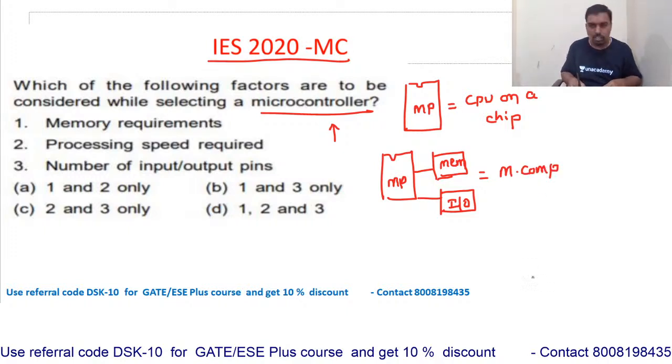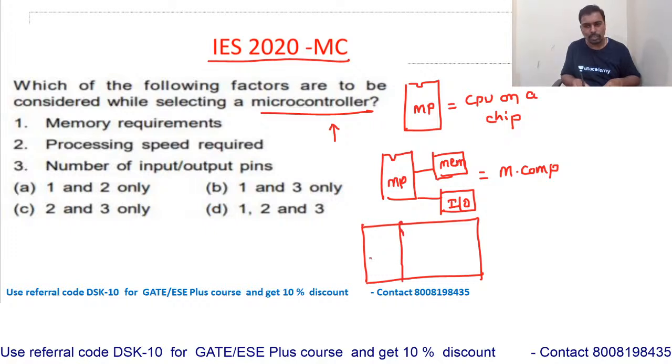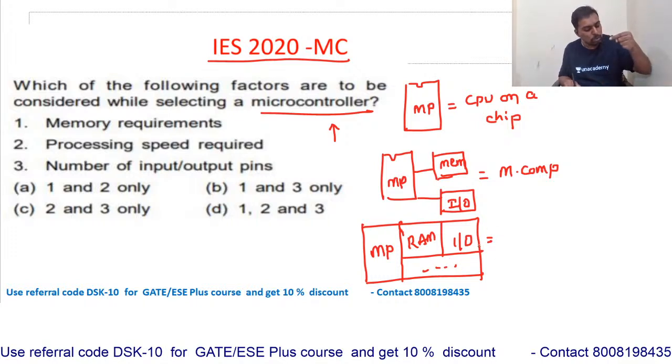When this entire microcomputer is fabricated on a single chip, in that single chip itself there is a microprocessor, here itself there is memory, RAM, and here itself IO and some extra features. When a microcomputer is embedded on a single chip, that is called a microcontroller.